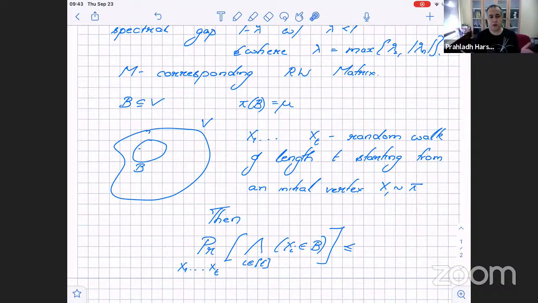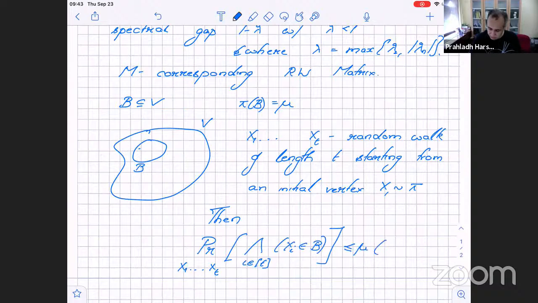The and becomes the product of and. The probability of the conjunction of events becomes the product of the probabilities, and each thing is mu. So this is mu to the t, if lambda were 0. But now what we'll show is it's almost this.